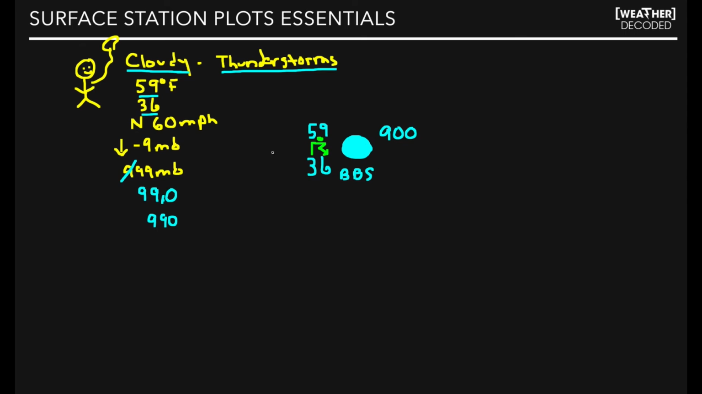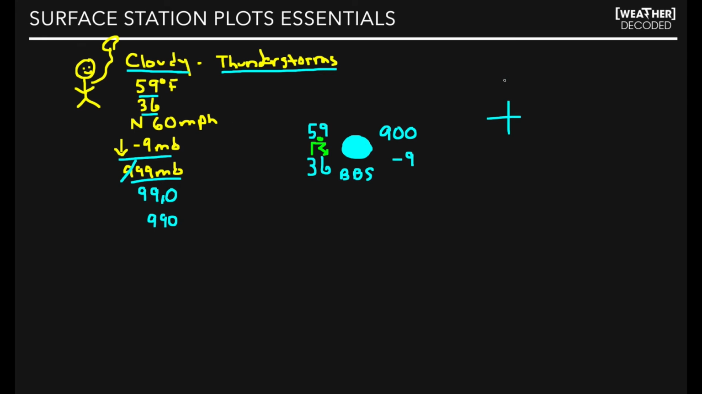So we got our pressure plotted. Now, our pressure is falling by negative 9 millibars. It's going down 9 millibars. So we'll put a minus 9 here underneath that. So there you go. And now all we have left is our winds. They're out of the north at 60 knots.